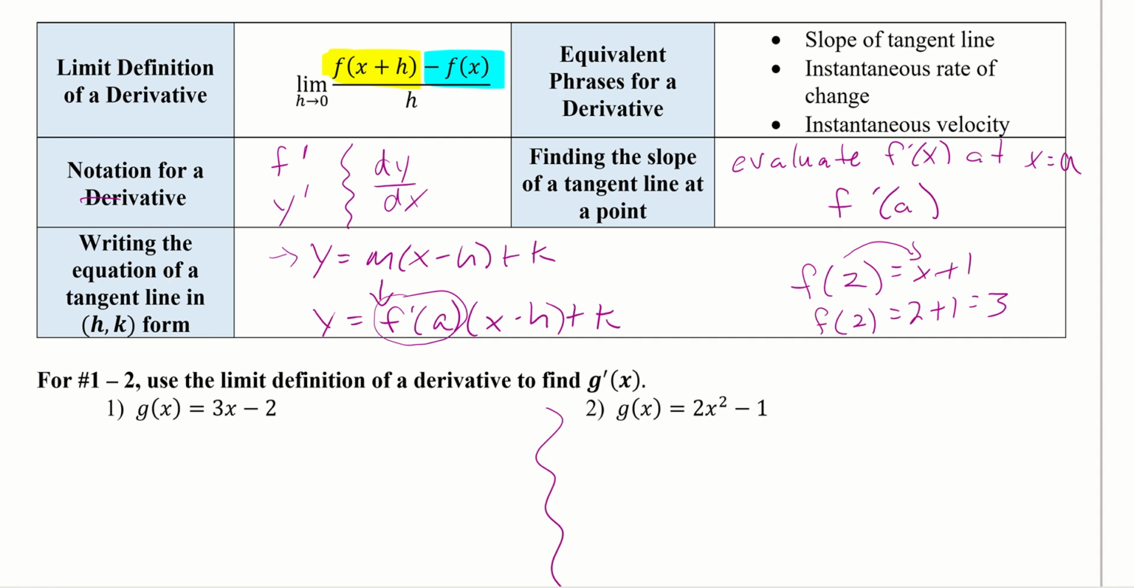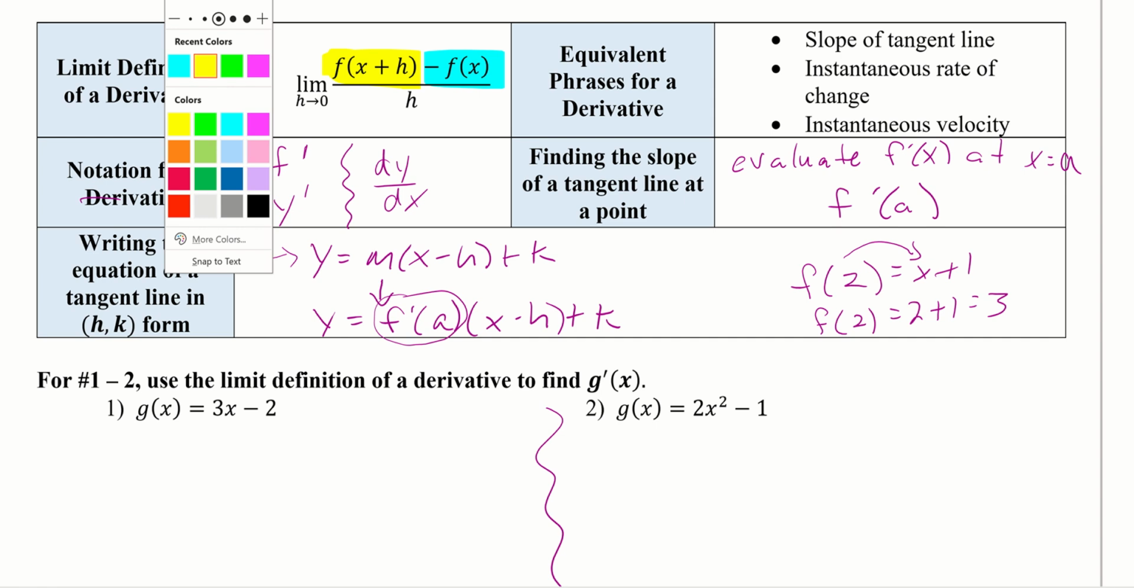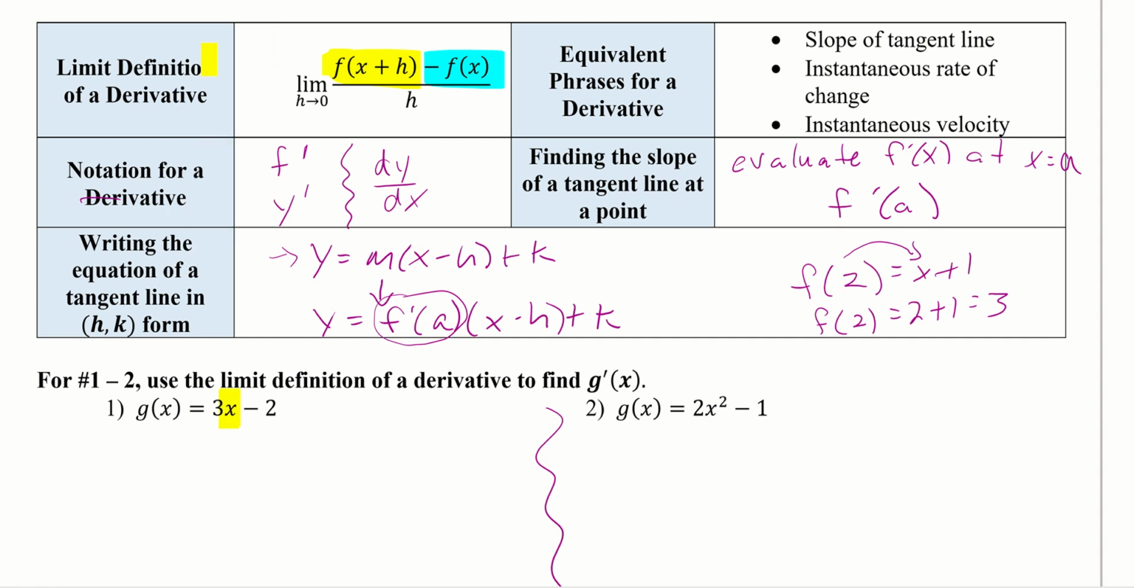So what that tells me is for the first step, wherever I see an x, I'm going to plug in x plus h. Right, so my limit as h approaches 0 of 3 times x plus h, minus 2, right? So I'm just substituting it in. So I'm done with the first part of it. I'll highlight it in yellow here.